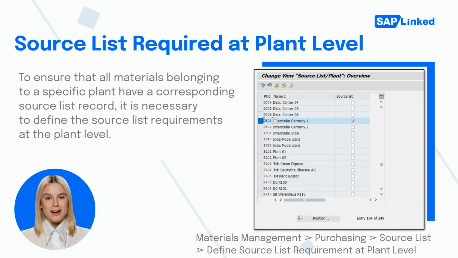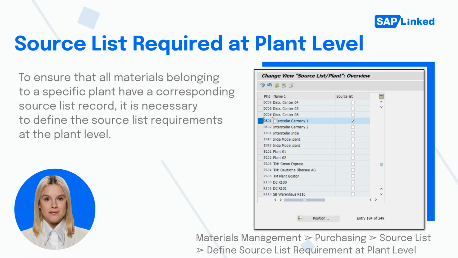This can be done through transaction code OME5 or by following the customizing path: Materials Management, Purchasing, Source List, Define Source List Requirement at Plant Level. Search the plant that needs a source list to be maintained and mark the indicator in the source list column. You can also mark the indicator for other plants if necessary. For instance, in the given example, plant DE01, Interstellar Germany 1, necessitates a vendor to be mentioned in a source list for the creation of a purchase order.